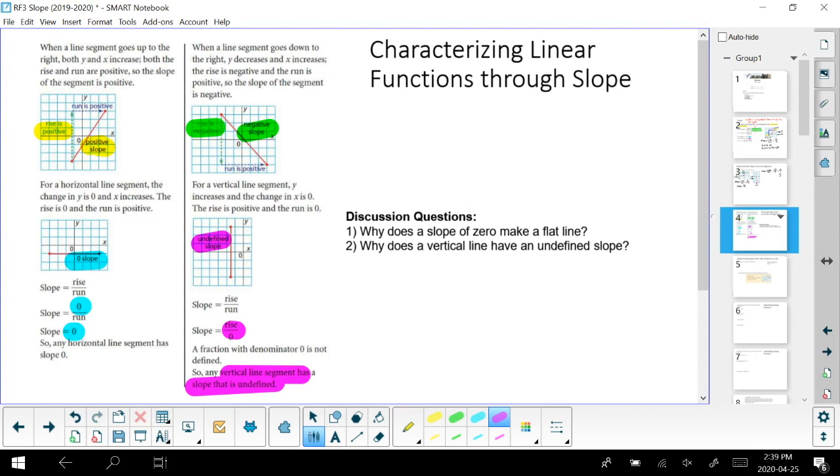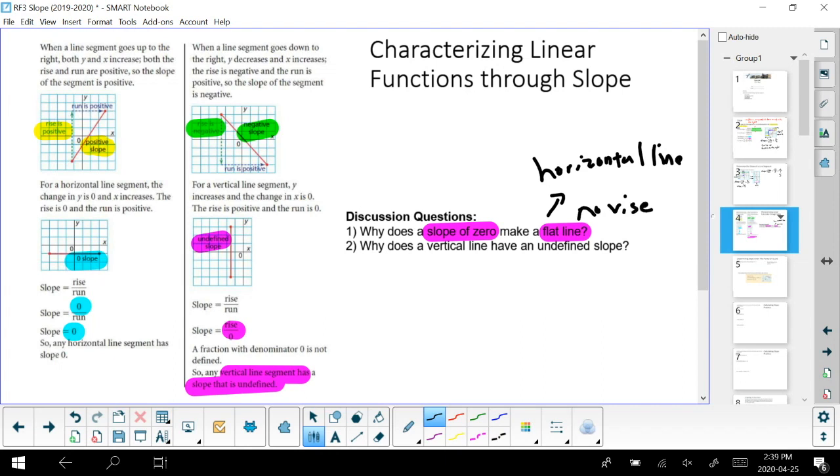So again, just to summarize in these discussion questions, why does a slope of 0 make a flat line, otherwise known as a horizontal line? Okay, there's a horizontal line because there is no rise. So your line does not go up or down.